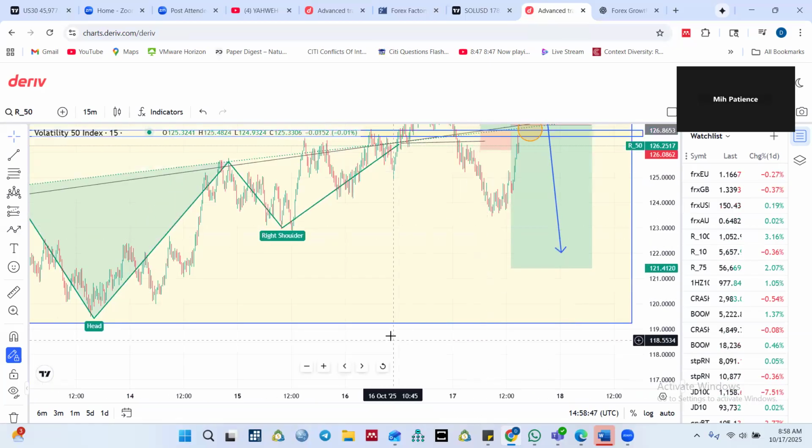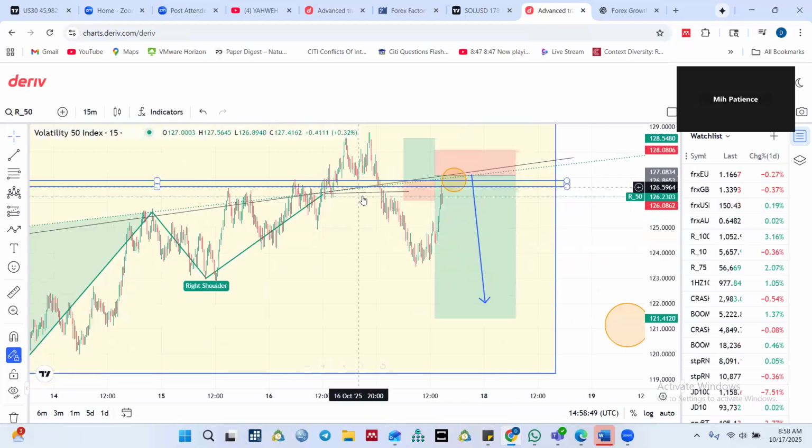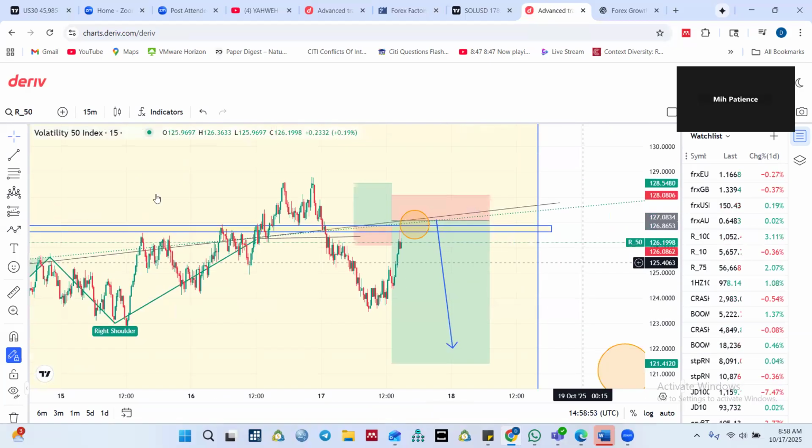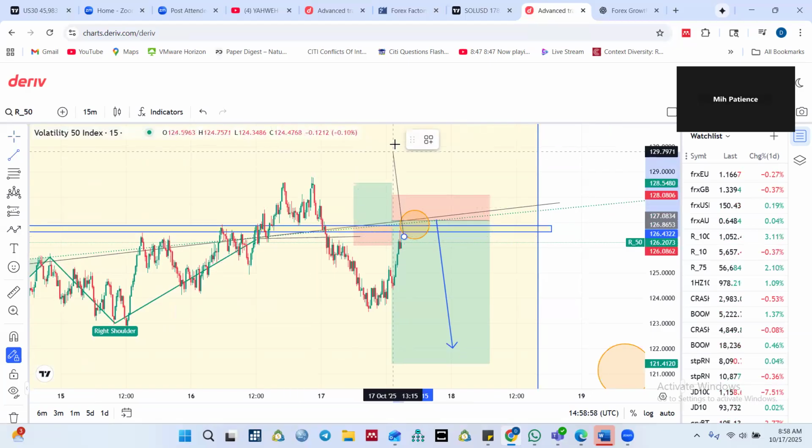So the only reason why it will sell is if it fails to give us a new high as it moves up. That will clear all this. Do you get it? Yes, sir. Fails to give us a new high, that will clear all this. Then it will sell.